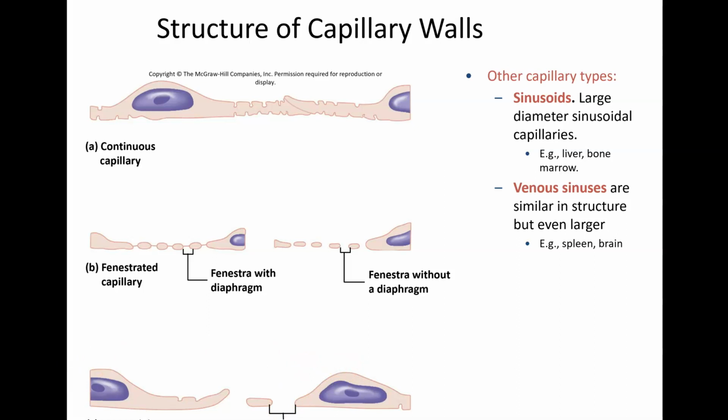There are some other subcategories of capillaries, but these are a bit more limited throughout the body. So we have sinusoids that will have a large diameter, and sinusoidal capillaries, which we will find in the liver and bone marrow. And then our venous sinuses are going to be similar in structure, but even larger. So we'll find these in the spleen, and we will give specific names to the venous sinuses in the brain in our AMP2 course.